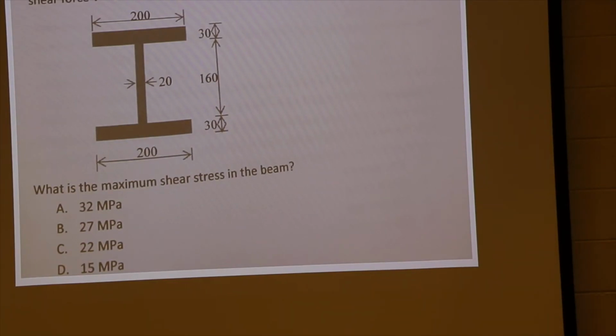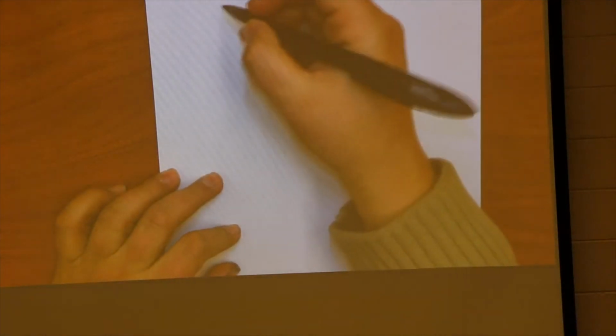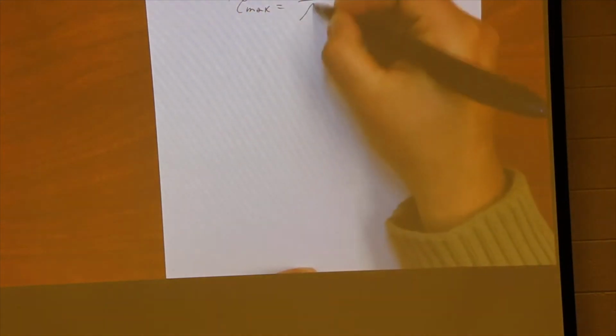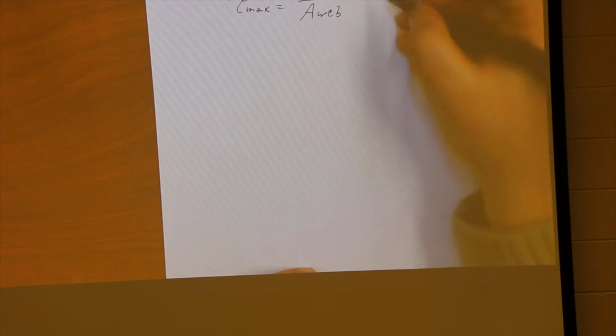How many of you took steel design? Can you help me get this really fast? I don't teach steel, but I studied steel before, and I know that in I sections, the shear is happening at the middle, and you can see that tau maximum equals V over area of the web. I know this very well.